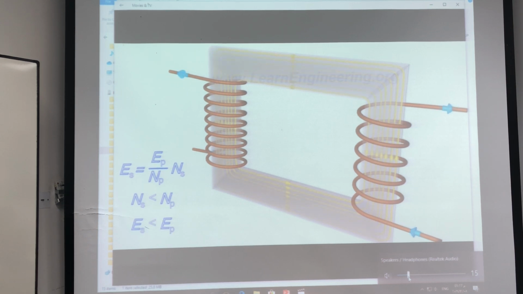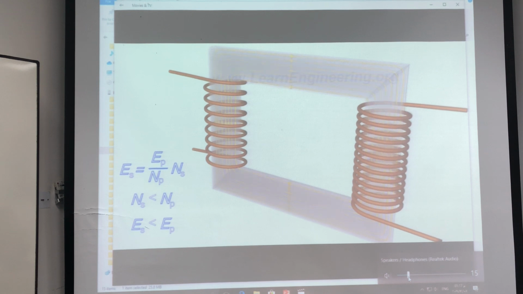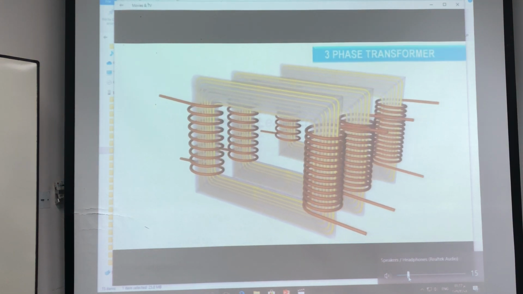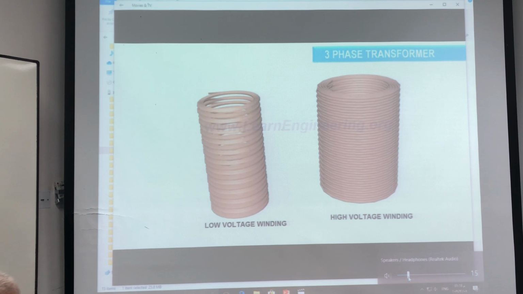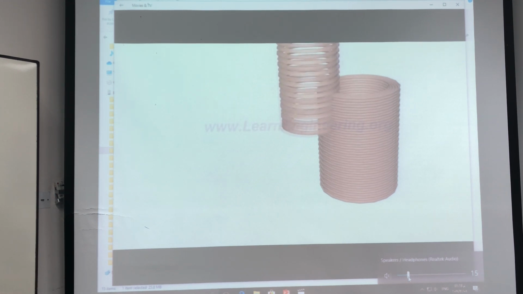For the reverse case, one can increase the voltage. But since energy is conserved, the primary and secondary currents have to obey the following relationship. Three-phase transformers use three such single-phase transformers, but with a slightly different coil configuration. Here, the primary and secondary coils sit concentrically.